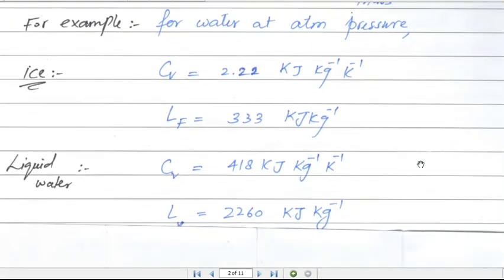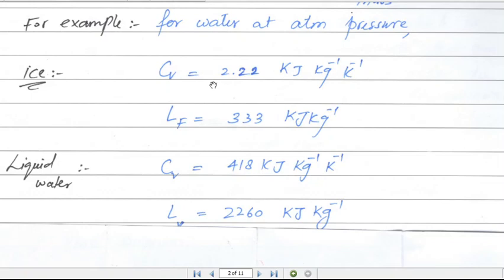So what we can see here is that 2.22 kilojoule per kilogram per Kelvin is the value of the specific heat of ice, whereas the latent heat of fusion for ice is 333 kilojoule per kilogram. So what is meant by 2.2 kilojoule per kilogram per Kelvin is that 2.2 kilojoule energy is required to increase the temperature of 1 kilogram of ice by 1 Kelvin.